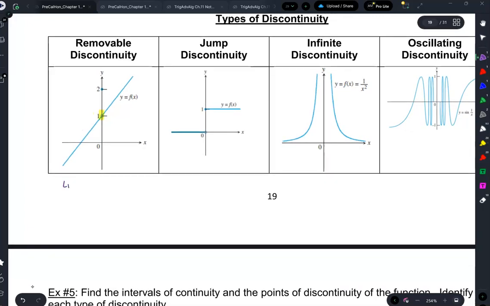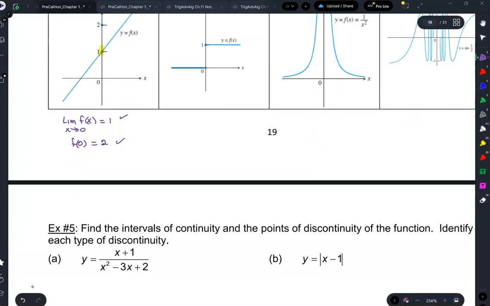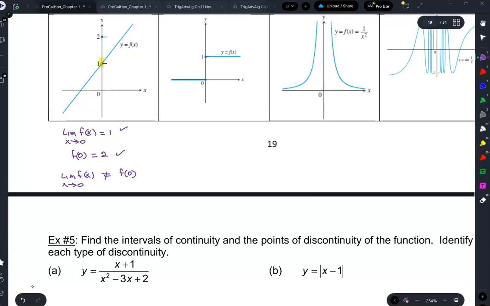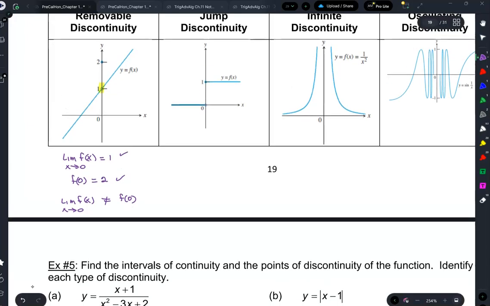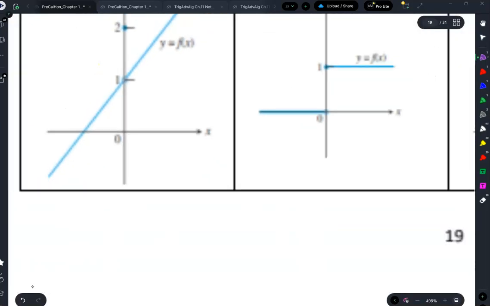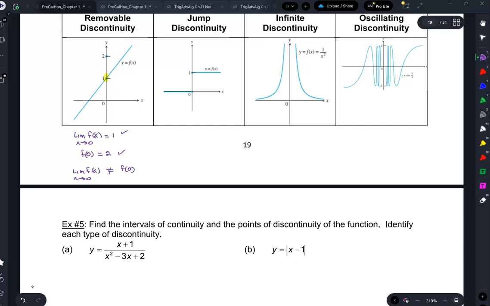So the limit of f of x as x approaches 0 is 1, so that works. F of 0 is 2, it exists, but where it fails is the limit of f of x as x approaches 0 is not equal to f of 0. So that's where it fails. Because there's a hole here, but the point is at 2.